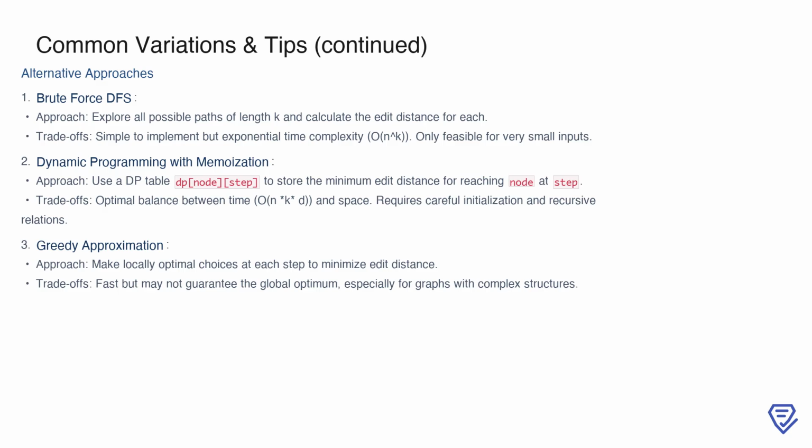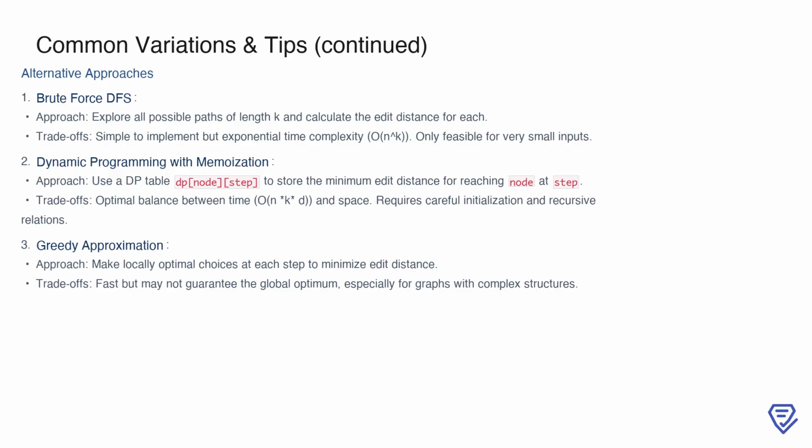Finally, let's consider some alternative approaches to solving this problem. A brute force depth-first search explores all possible paths of length k and calculates the edit distance for each. While this method is simple to implement, its exponential time complexity of O(n^k) makes it impractical for anything but the smallest inputs.